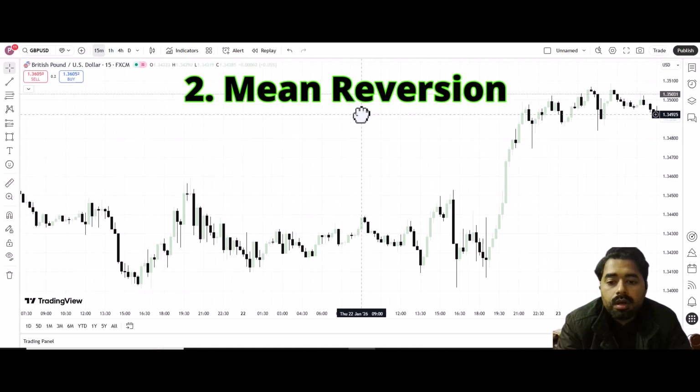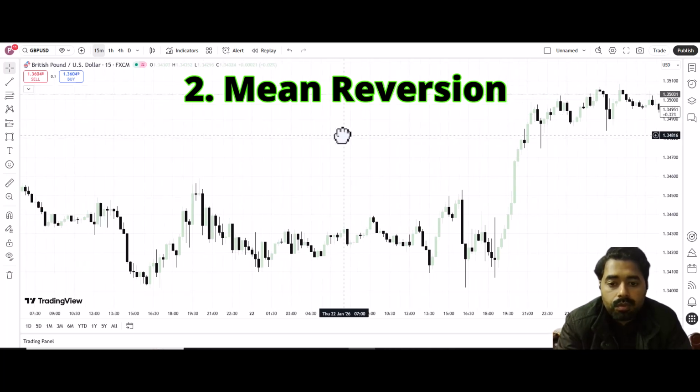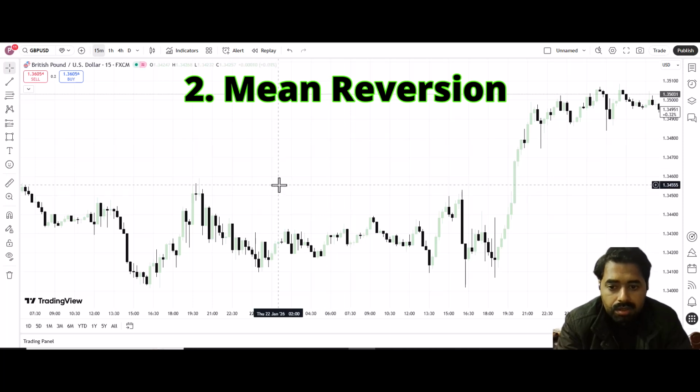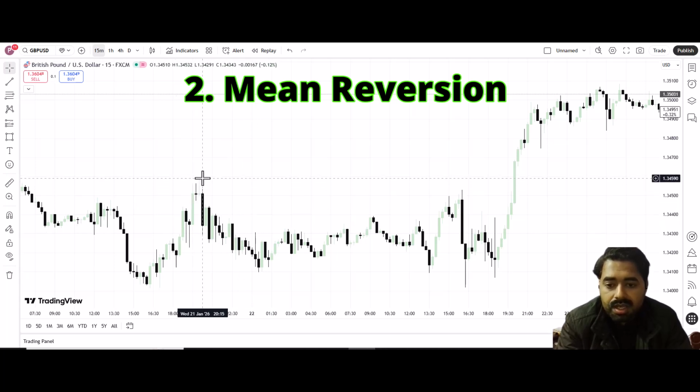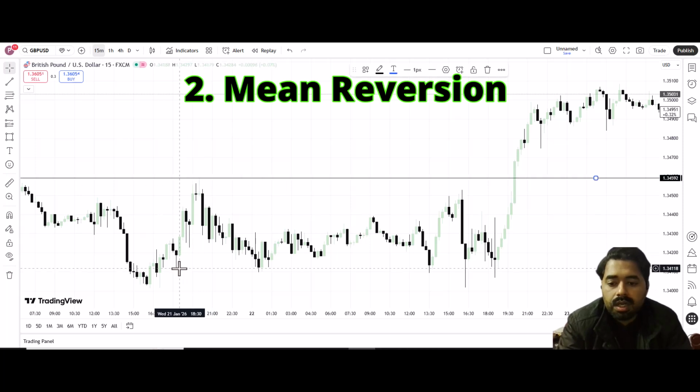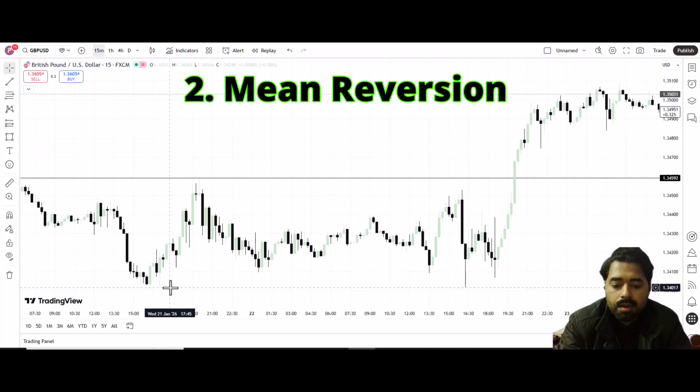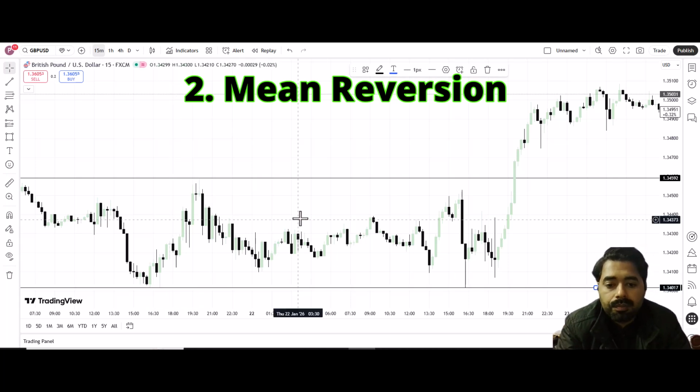Okay, for the mean reversion strategy, you must have a broad range maintained in the market, and it could usually be off the active hours. For example, it could be the late London session, or it could be the Asian session as well. So what you do is mark the range. For example, here I see this is the high, mark a horizontal line, this is a low, mark another horizontal line.